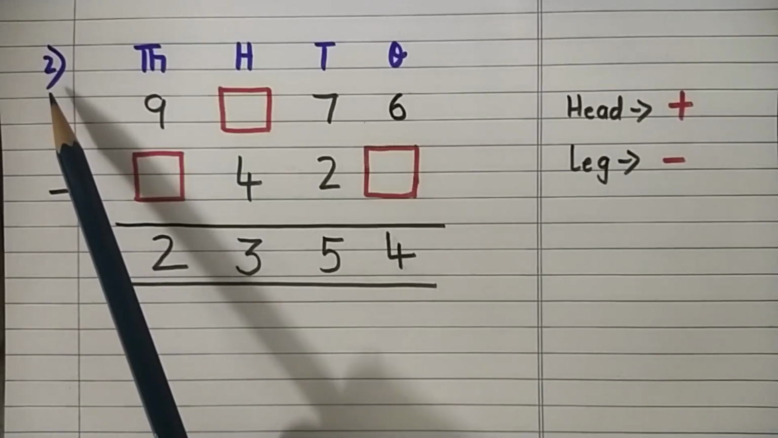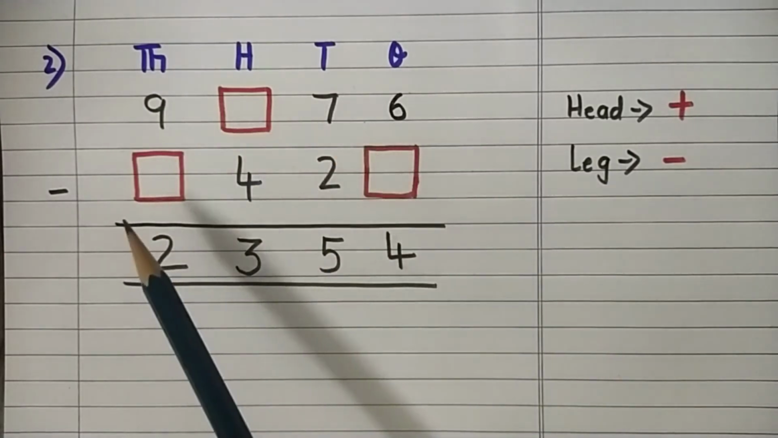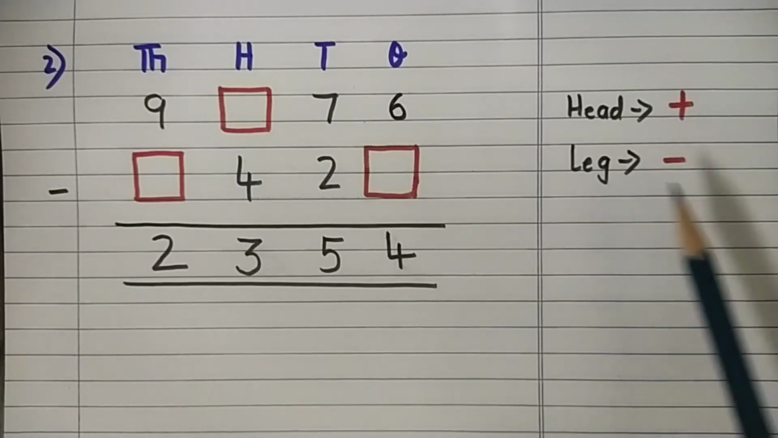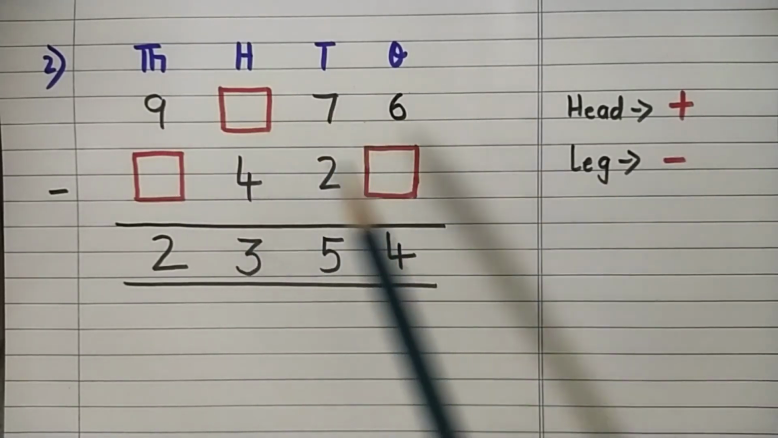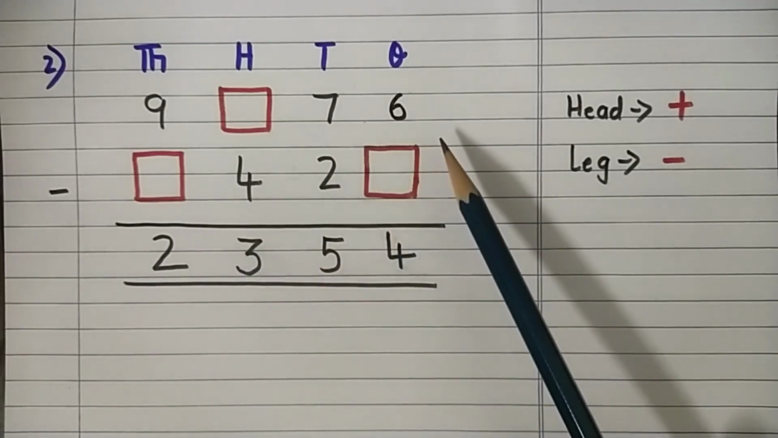Let us see another example, children. Here we need to find the missing digits. We know that if the head is missing, we need to add. If a leg is missing, we need to subtract. The minuend you call a head and the other two you call legs. Okay, shall we start, children?